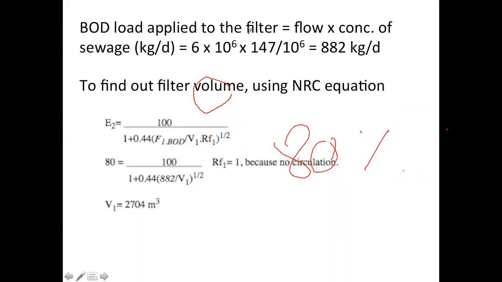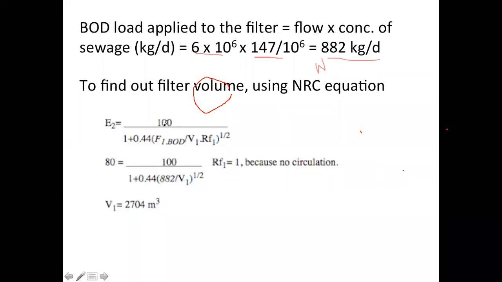BOD applied to the filter: we have to calculate W, the BOD loading, in kg per day. The discharge is given as 6 into 10 to the power 6 liter per day, which means 6 MLD, and the BOD is given as 147 milligram per liter, divided by 10 to the power 6. So the BOD loading comes as 882 kg per day. This will be the value of W.